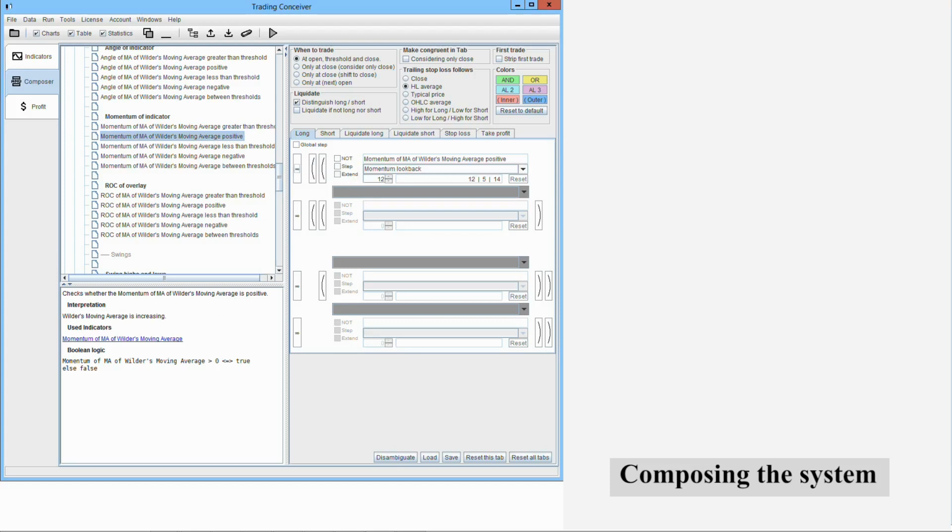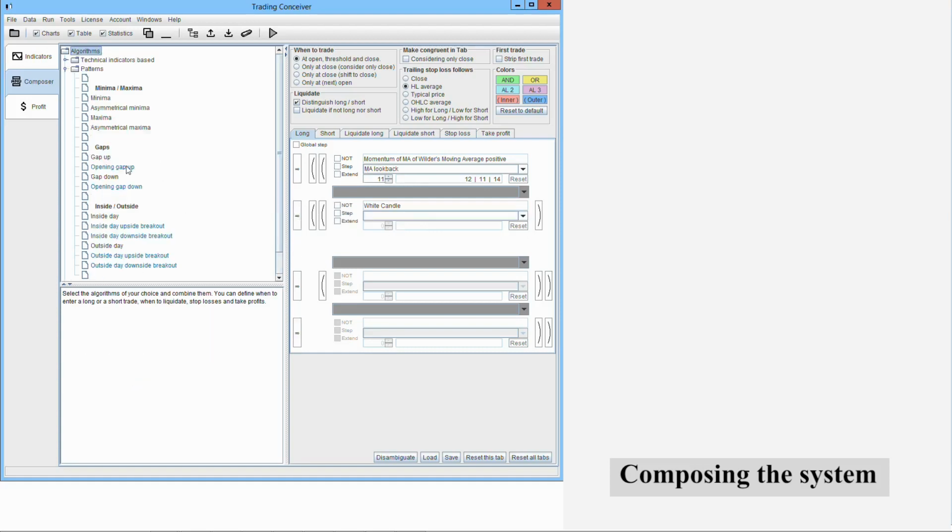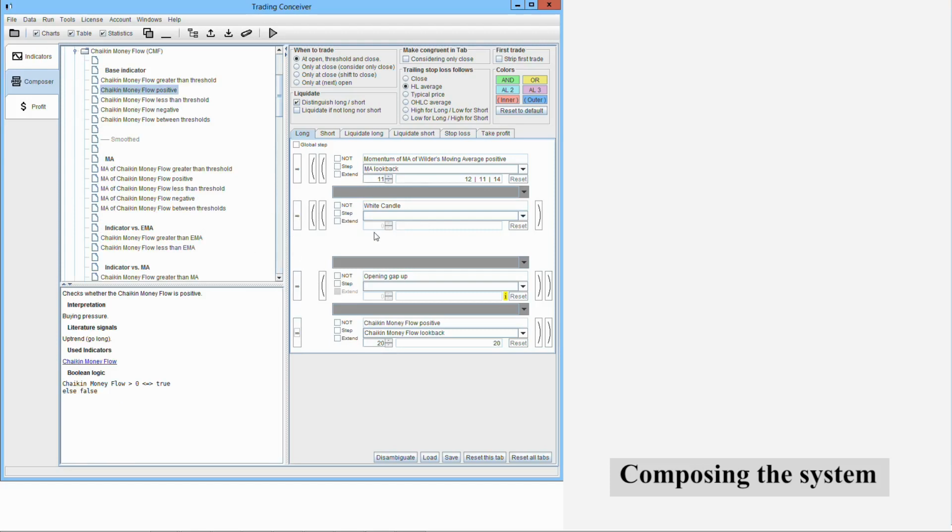Adjust the algorithm by fine-tuning its input parameters. So you select the parameter and you can change its value. We can select an elementary algorithm for each slot available. Now you must decide how to combine the elementary algorithms by selecting the logical operators between them. You can build more complicated trading systems by grouping the algorithms through the logical parentheses.